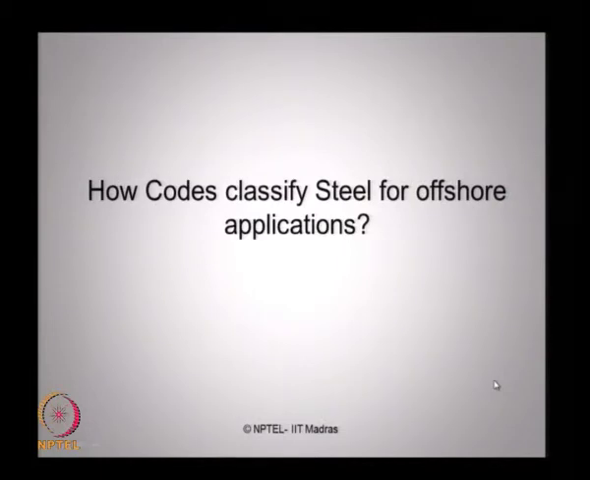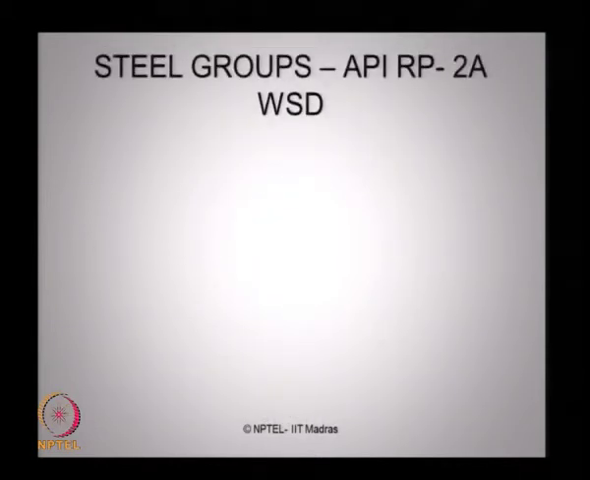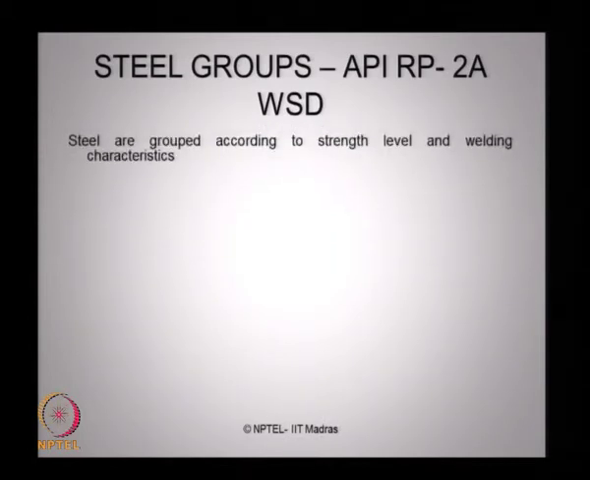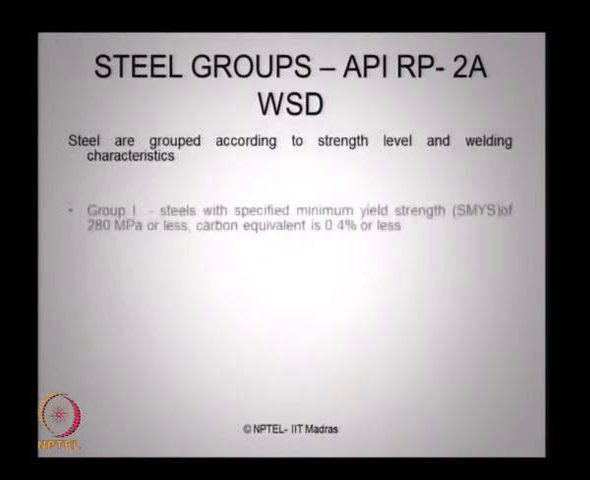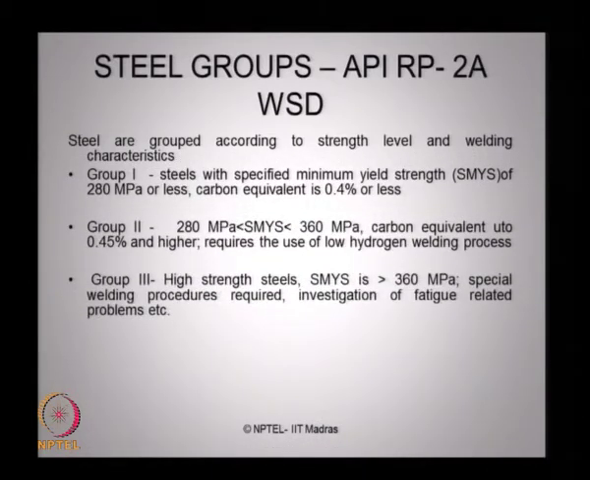Now, the fundamental question which comes to our mind is how codes classify steel for offshore applications. Steel groups are done using the API RP2A working stress design method. Steels are grouped according to the strength level and welding characteristics, for example, group 1, group 2 and group 3. Group 1 steel has a specified minimum yield strength of 280 megapascal or lesser, and the carbon equivalent is about 0.4%. Talk about group 2, it varies from 280 to 360 megapascal.